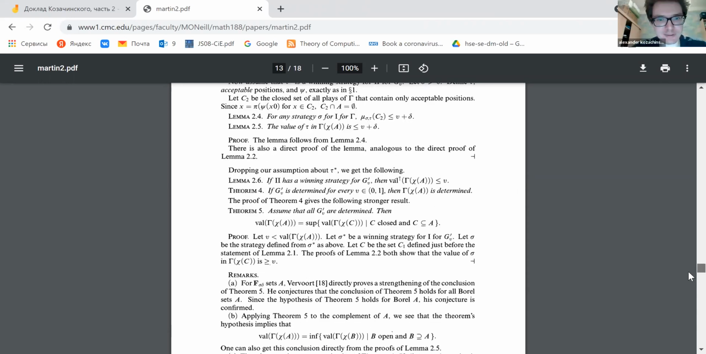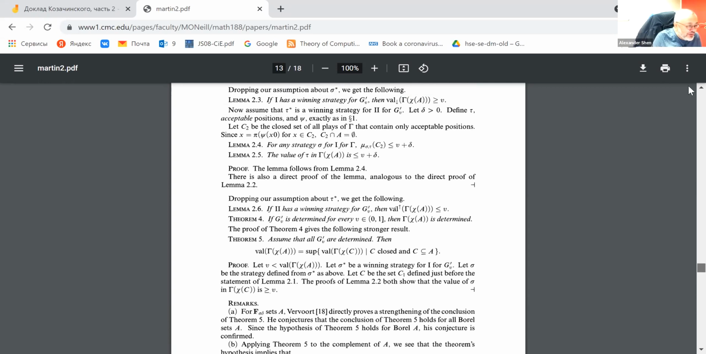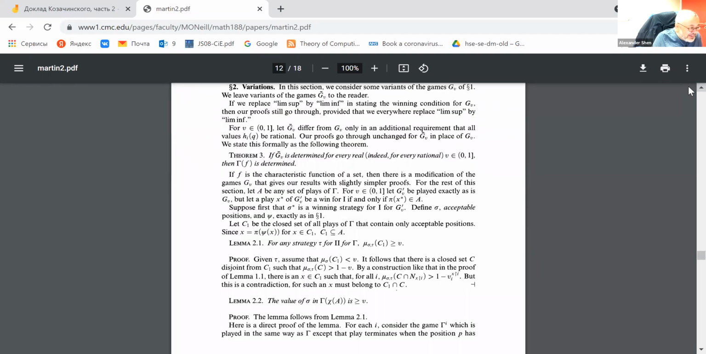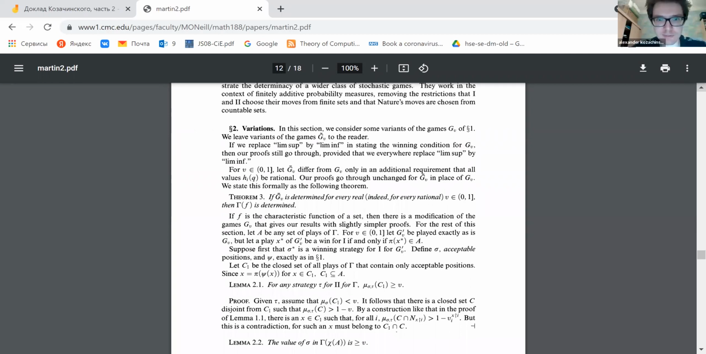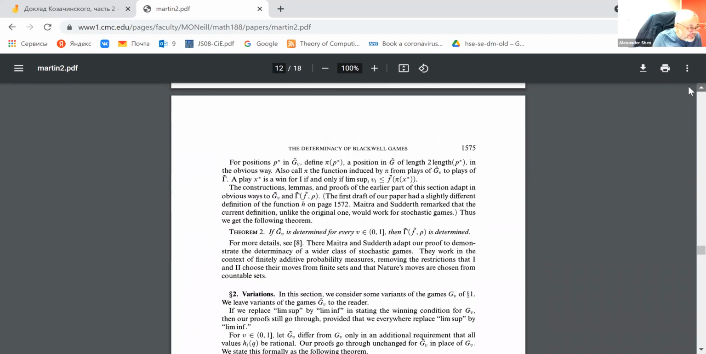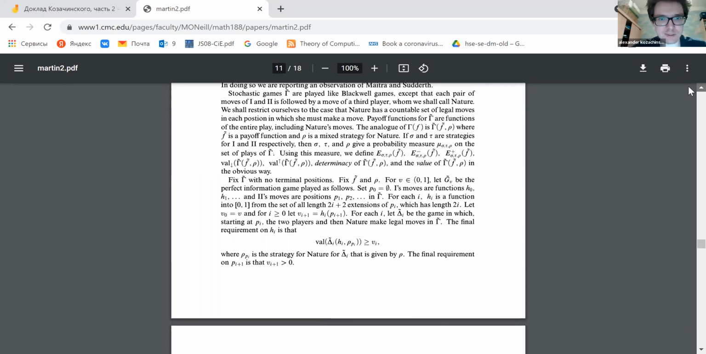I don't know. And there is some reference to some Verort. What is? Oh, so there's the variations. Variations, yeah. Where was it?